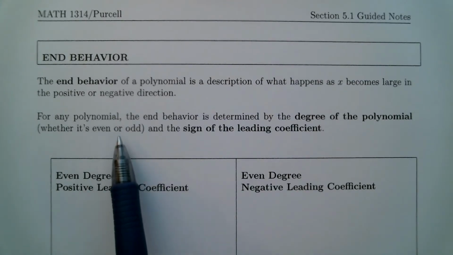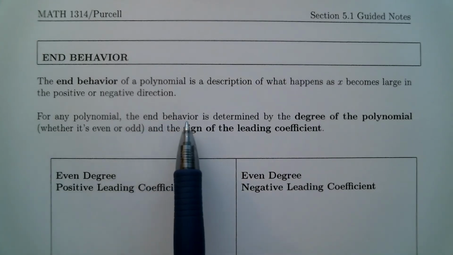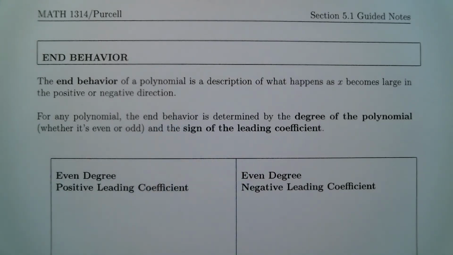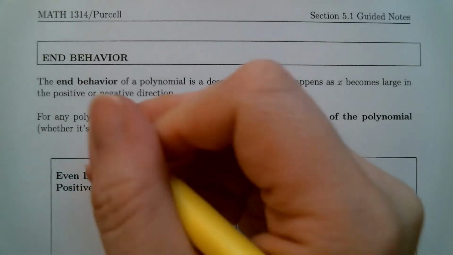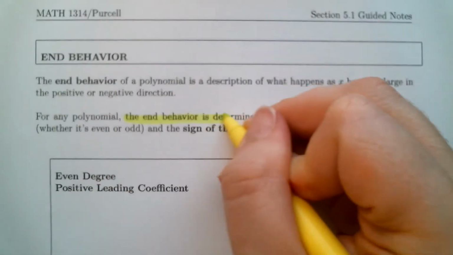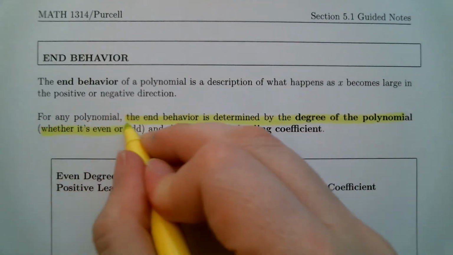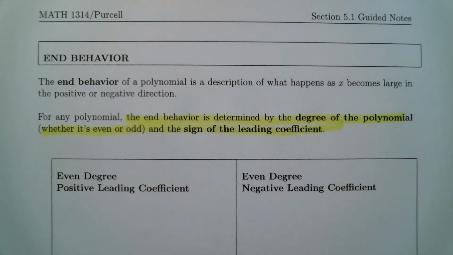What you need to remember is that for any polynomial, the end behavior is determined by the degree of the polynomial, whether it's even or odd, and the sign of the leading coefficient. That is a super important statement. You might want to highlight it, and I will highlight it here. Very, very important: if you're trying to determine the end behavior of a polynomial, you need to look at the degree of the polynomial, whether it's even or odd, and the sign of the leading coefficient.